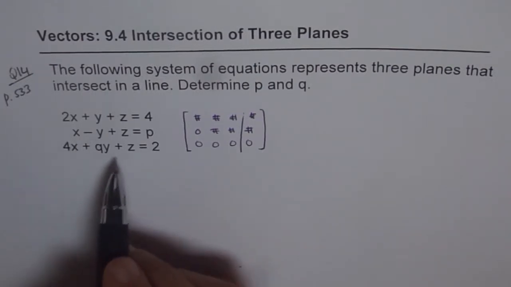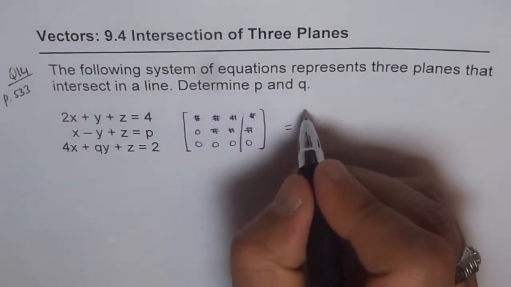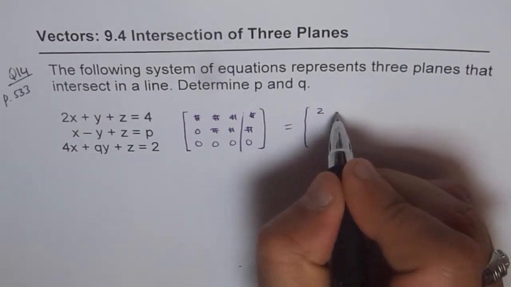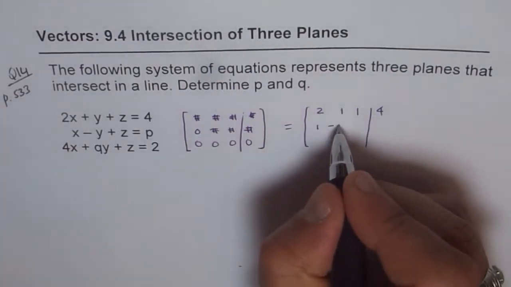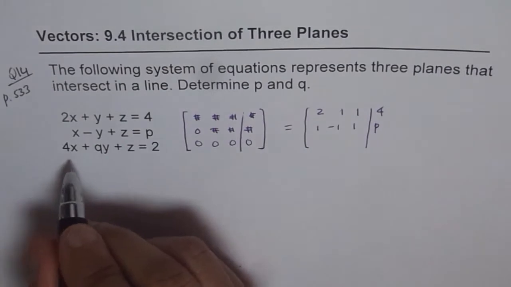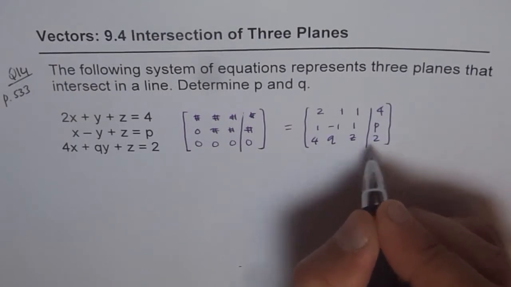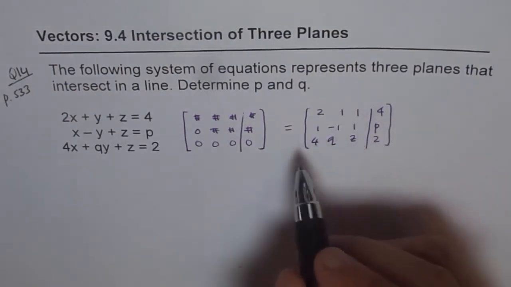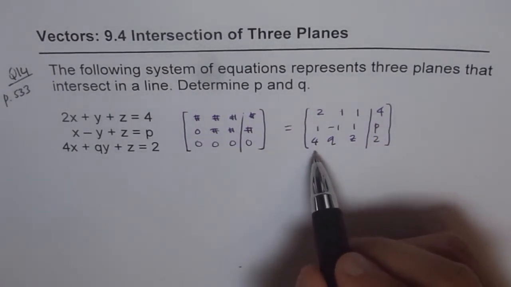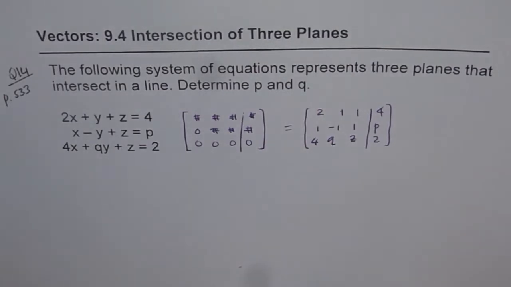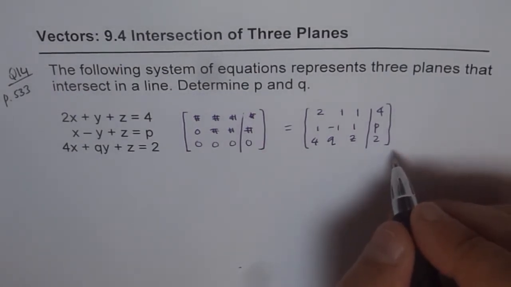So let me first translate this into the matrix form. So we can write this equation as the matrix with rows 2, 1, 1, then 1, minus 1, 1, then 4, Q, 1, times x, y, z, equals 4, P, and 2, right? So that is what the matrix is. Now, to get zeros here, the next operation should be row operations. So I'll write down the operation here, and then we'll do the reduction of this matrix.